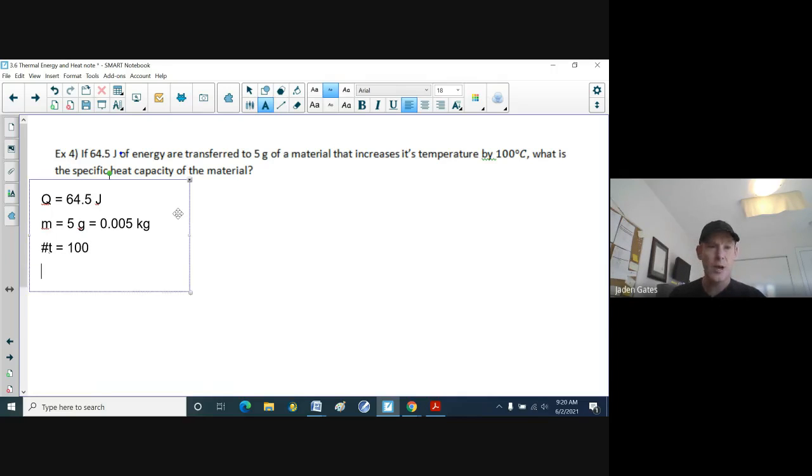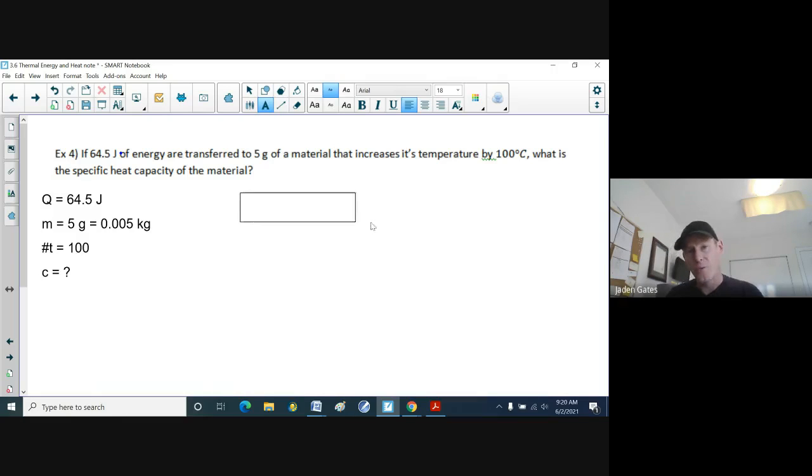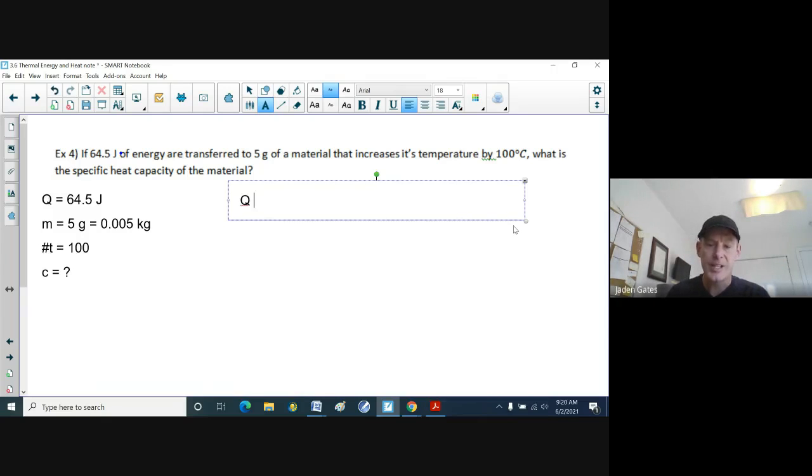All right, and this time we are looking for the specific heat capacity. This is actually a way that some people could tell what type of material you have: by heating it up and seeing how fast it heats up, or how much energy it takes to heat it up. Then they can identify the material. So then we have Q equals MC times delta T.